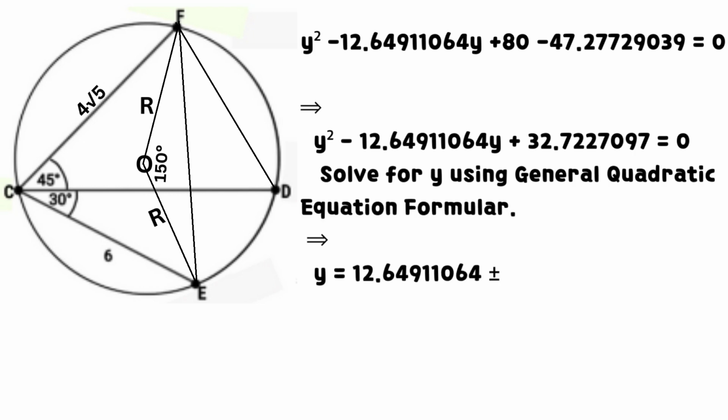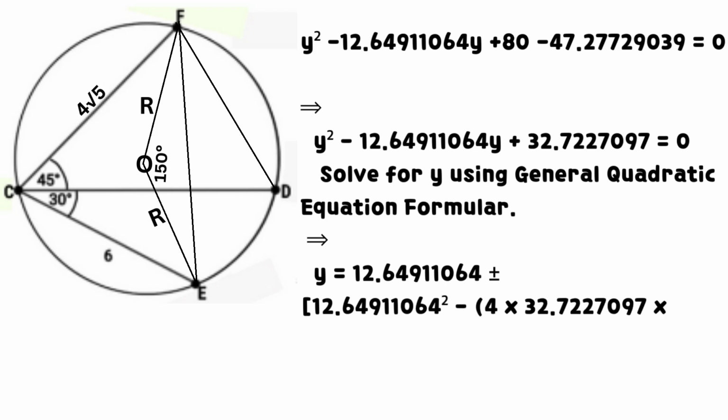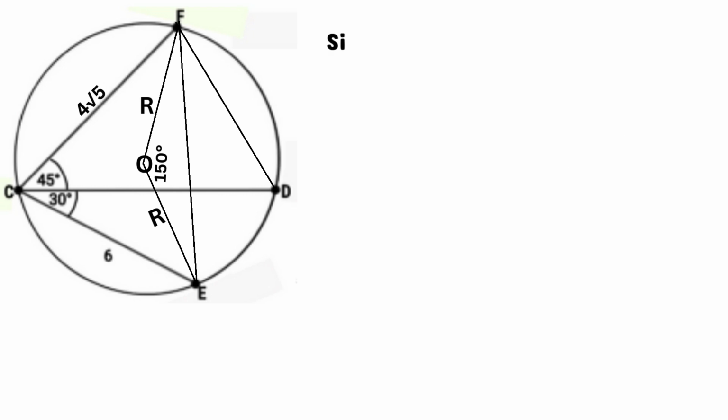Simplify this equation, and we have that the square of y minus 12.649111064 times y plus 32.72277097 equals 0. Solve for y using the general quadratic equation formula. That is, y equals 12.649111064 plus or minus the square root of the square of 12.649111064 minus the product of 4 and 32.72277097 times 1, all divided by 2 times 1.